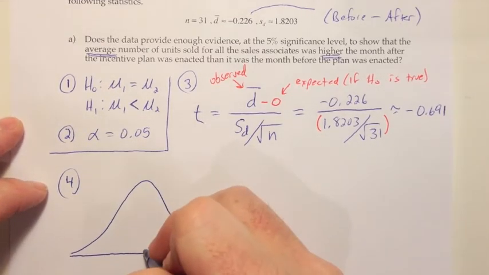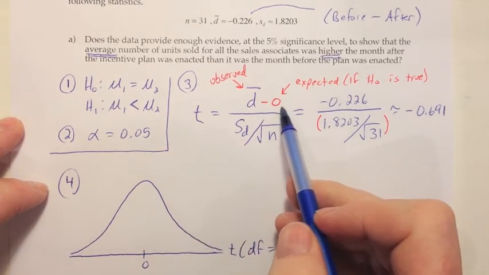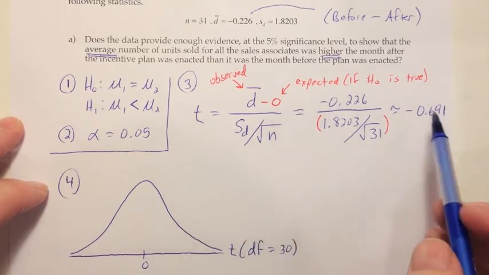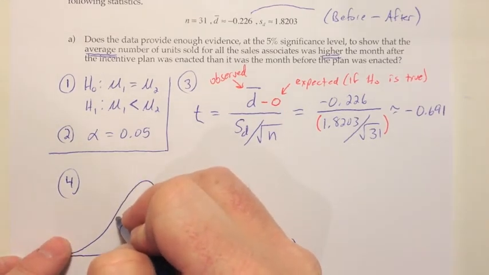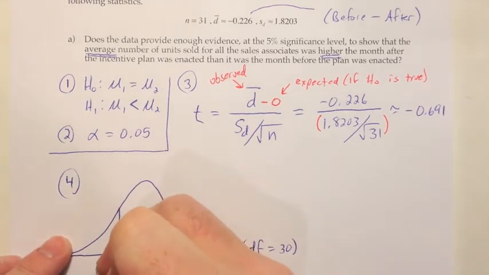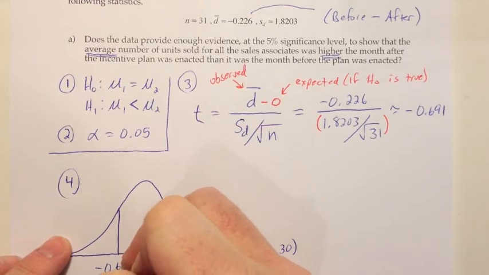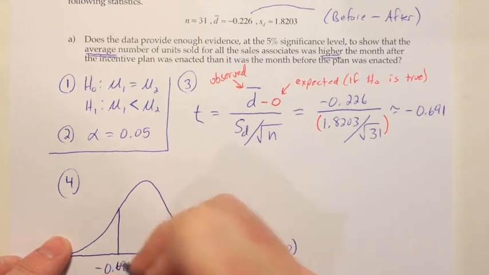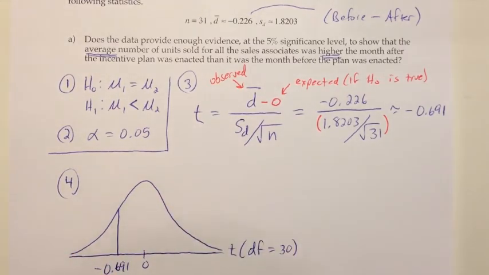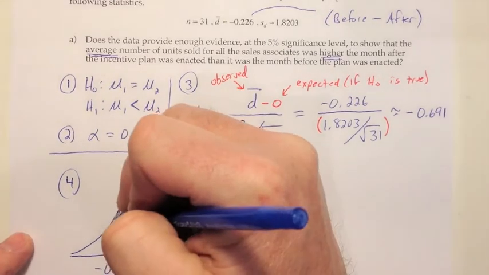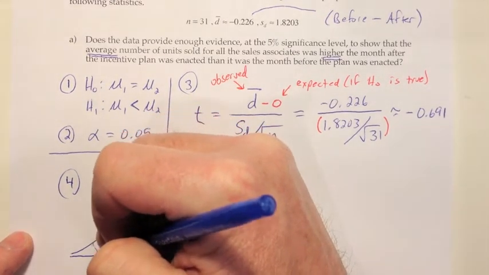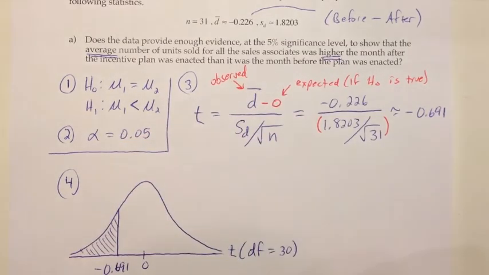And then I put 0 on, representing what I expected to see if H0 was true, and then I'd put my test statistic, this negative 0.691, which would be over here on the left, and then I have to ask myself that question, is it left-tailed, right-tailed, or two-tailed, and that comes from looking at H1. It's a left-tailed test, so I would shade this area to the left, and whatever that area is, that's my p-value.